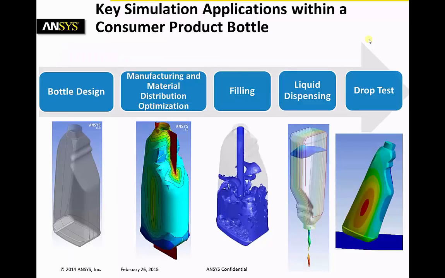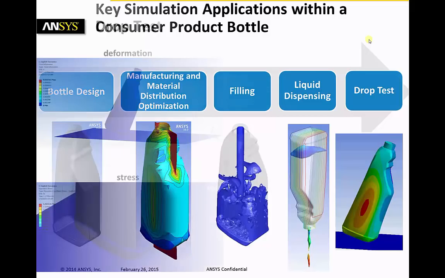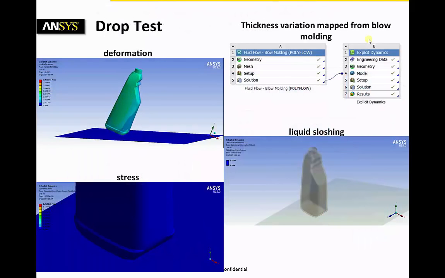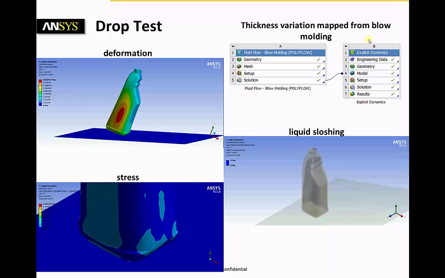Last but not least, we'll be looking at the drop test of the partially filled bottle. The drop test behavior of the bottle is affected by the liquid level inside the bottle, its material, and its thickness distribution, which can easily be mapped from the blow molding process simulated earlier.